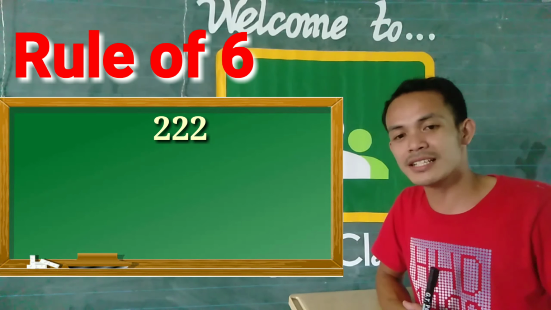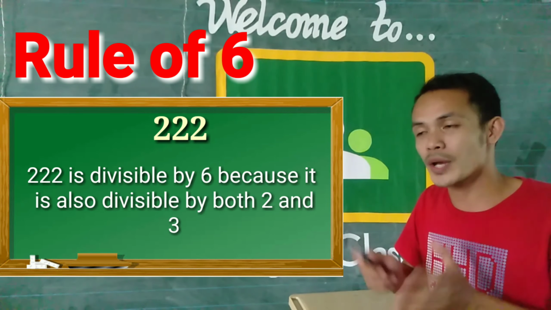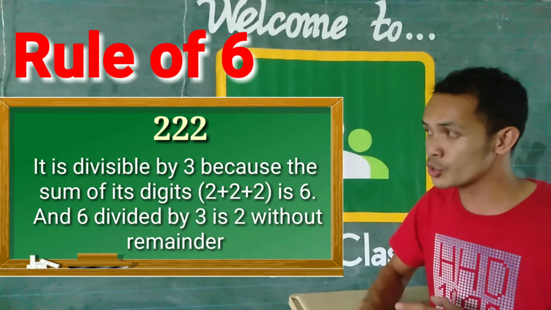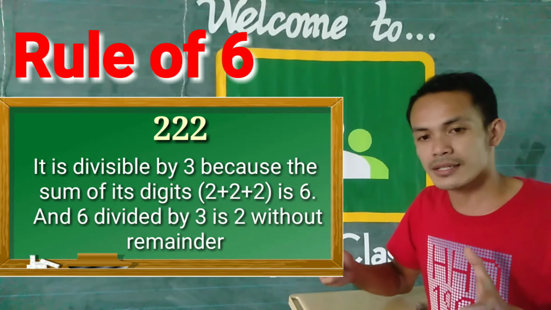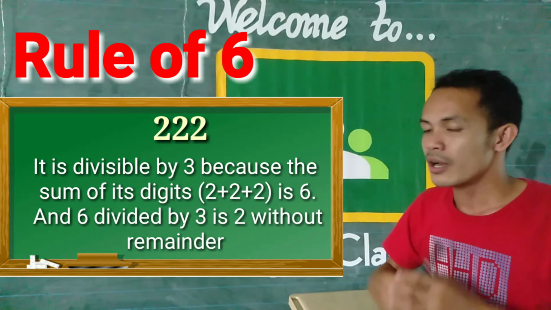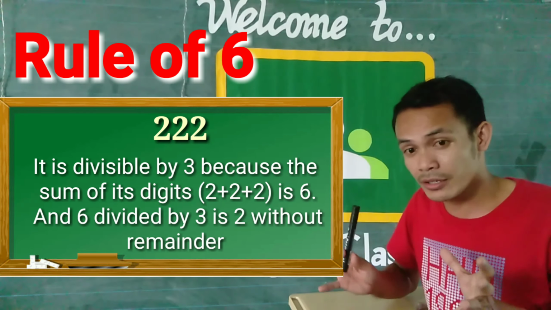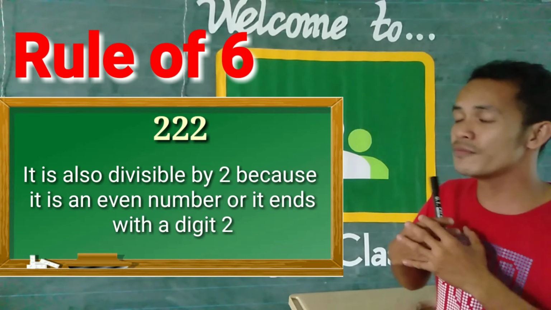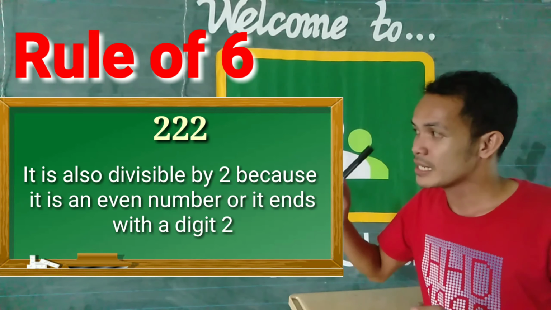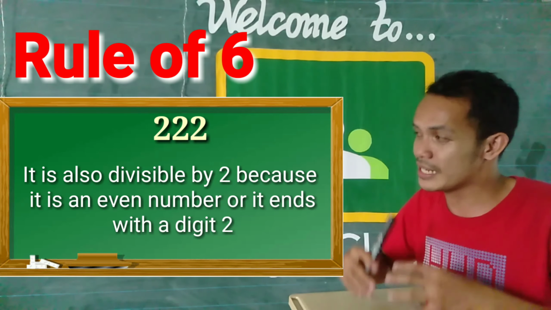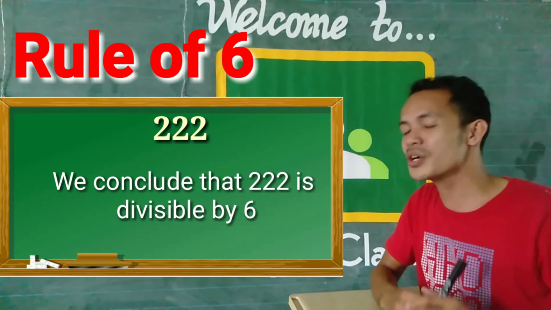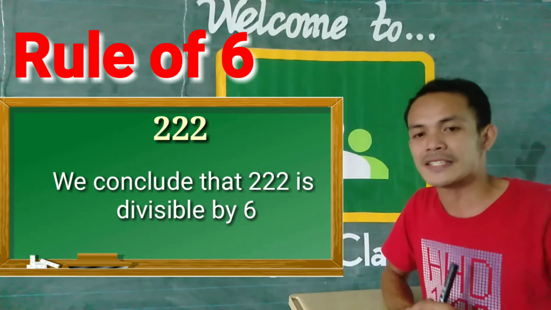Another example is 222. When you add 2 plus 2 plus 2, it is 6. And when we divide 6 by 3, we get the answer of 2 without remainder. And it is also divisible by 2 since the last digit of 222 is 2, and it is an even number. So we conclude that 222 is also divisible by 6.